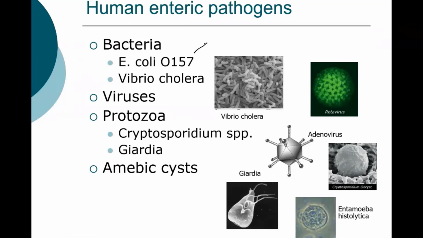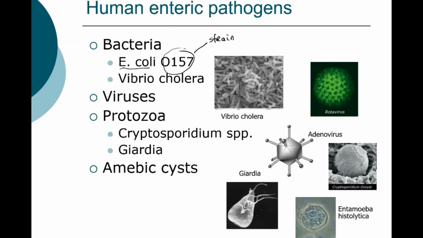E. coli is an organism that is present in the mammalian intestinal system. It is in every one of us. It's important in maintaining an ecosystem within the intestinal system to ensure that you have proper digestion of food. O157 is a particular strain.